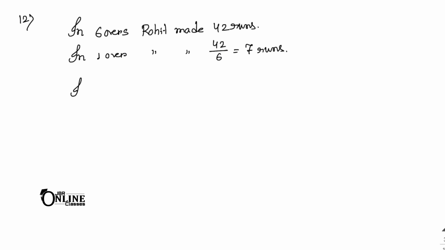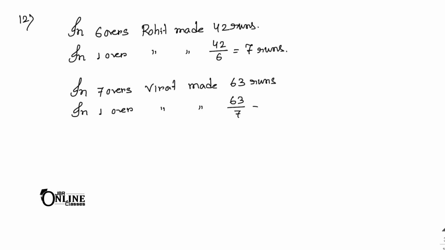Now next one, here in 7 overs Virat made 63 runs. Okay, so here in 1 over Virat made 63 by 7, that equal to here 9 runs. So who made more runs per over? Per over means 1 over. So definitely here Virat is your answer.